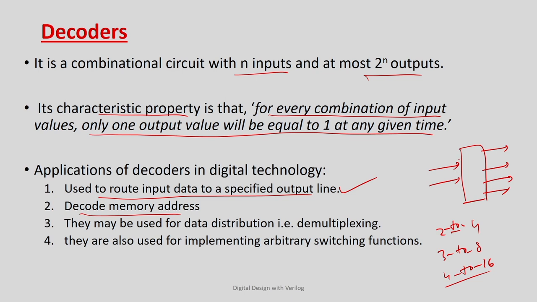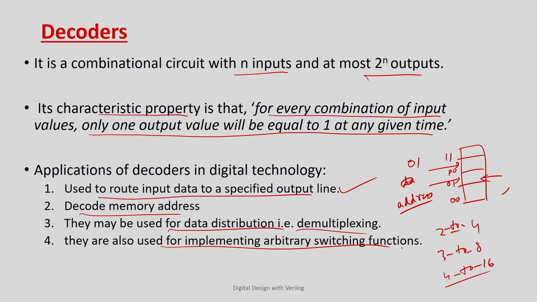Think about this as a memory. It has, say, 4 locations. This is your address line. If you give, say, 01, that means you want to access this location. This is the 00 location, this is the 01 location, this is the 10 location, this is the 11 location. So based on the address line value, you can go to the particular location of the memory and access the data. This can also be used for data distribution or demultiplexing, and for implementing arbitrary switching functions. So we will look into how I can implement the decoder.